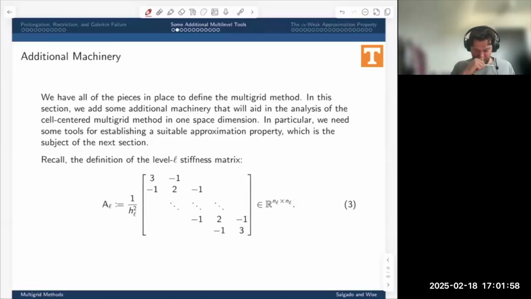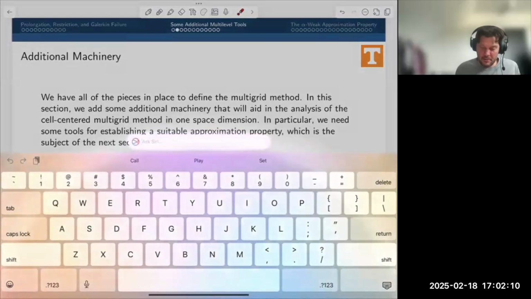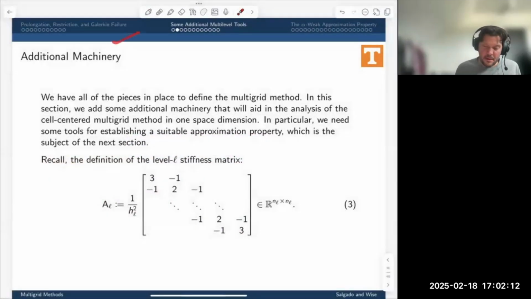We're going to need this machinery ultimately to establish the last piece of our puzzle, the alpha weak approximation property. We know we have the imbalanced Galerkin condition. Check. And this is going to get us to our final goal, the alpha weak approximation property.